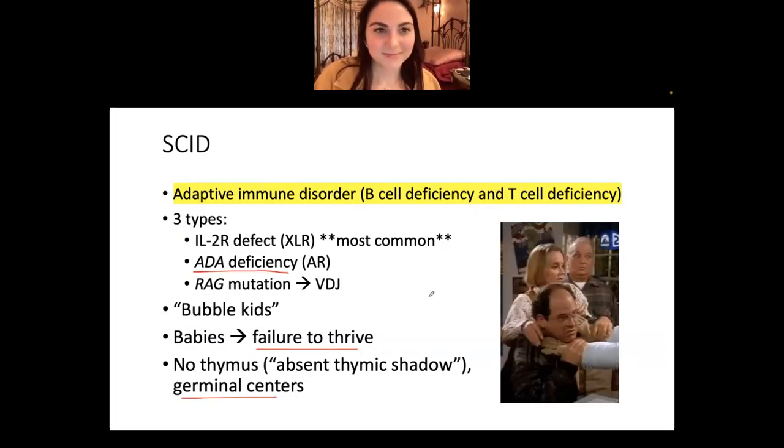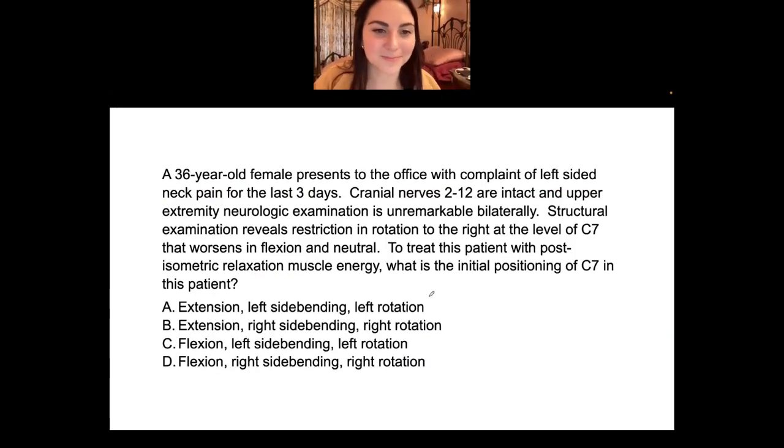All right. Good. SCID, bubble kids. Think of Seinfeld. Think of the Bubble Boy on Seinfeld. Haha. I'm sorry, guys. I'm having you lean into it though.